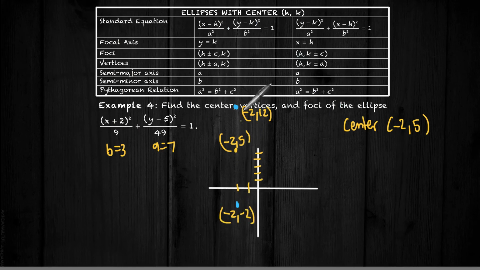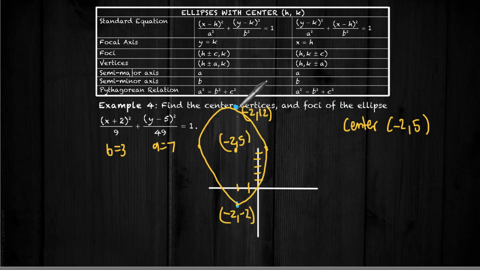So now we have the vertices, we have the center, and now we need to get the foci. All right, the shorter axis is going to be 3 right and left from the center. So that's going to be over here, and that's going to be right there. So let's go ahead and draw our ellipse. Ooh, once again, I'm a horrible artist, but you got the idea.